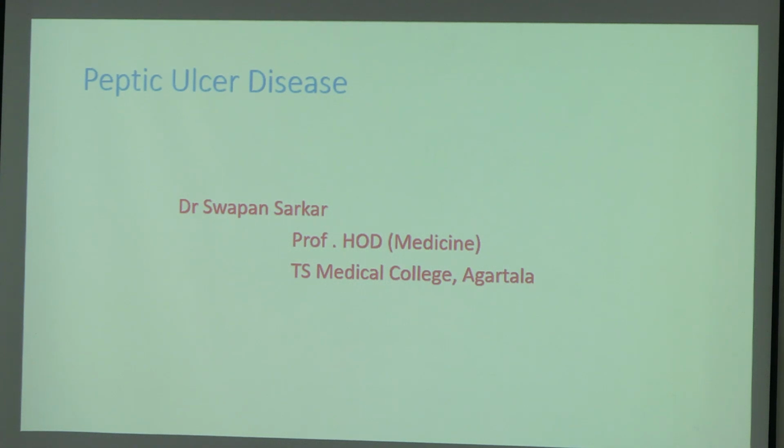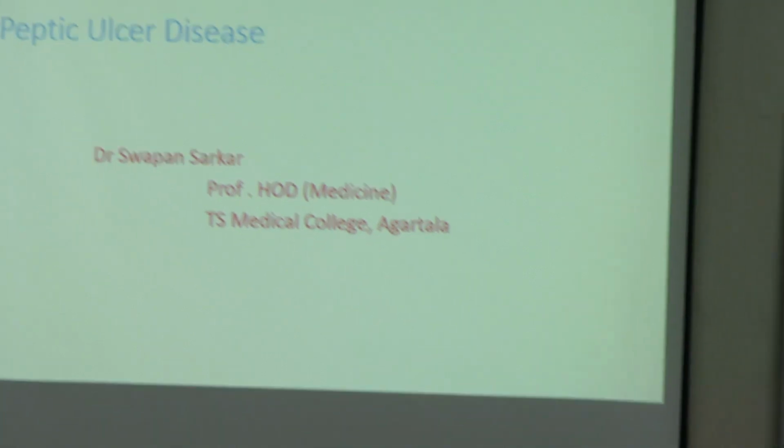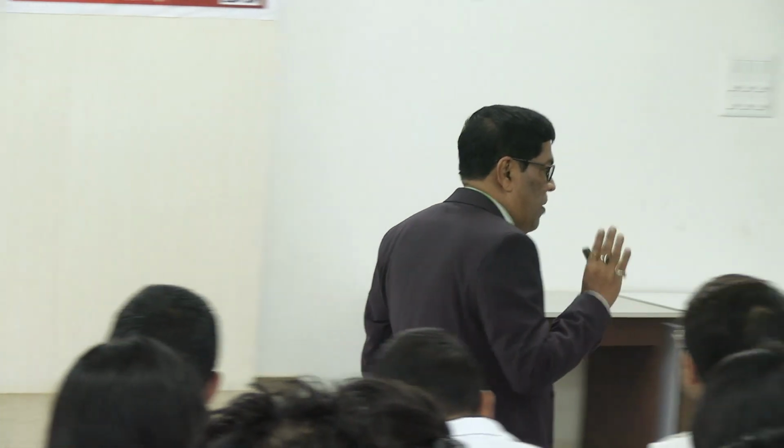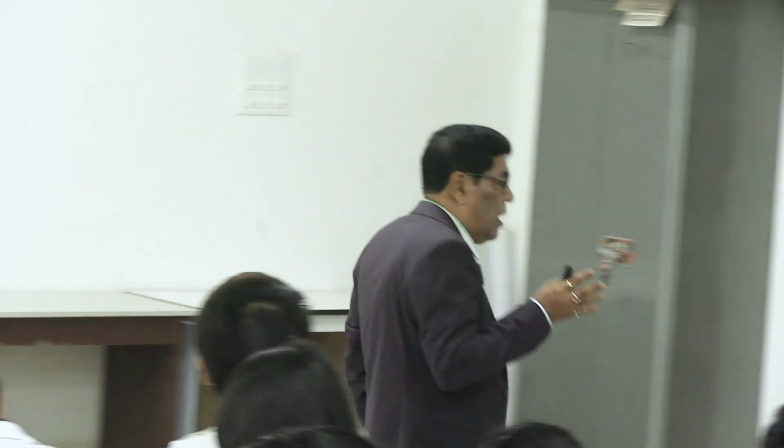Is it clear? Alright. So in peptic ulcer disease, the basic pathogenesis is increased secretion of hydrochloric acid in the stomach. Because of this increased secretion of hydrochloric acid, an ulcer may be in the stomach or in the duodenum. If it is in the stomach, we call it gastric ulcer. If it is in the duodenum, we call it duodenal ulcer.